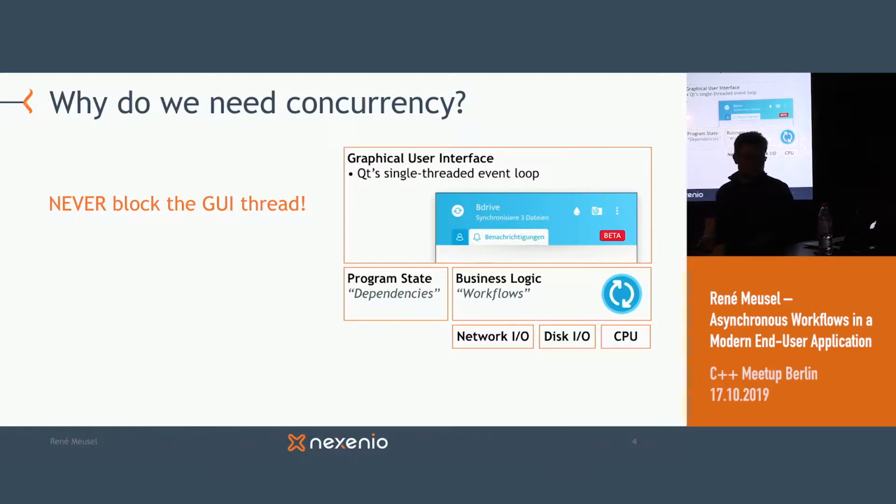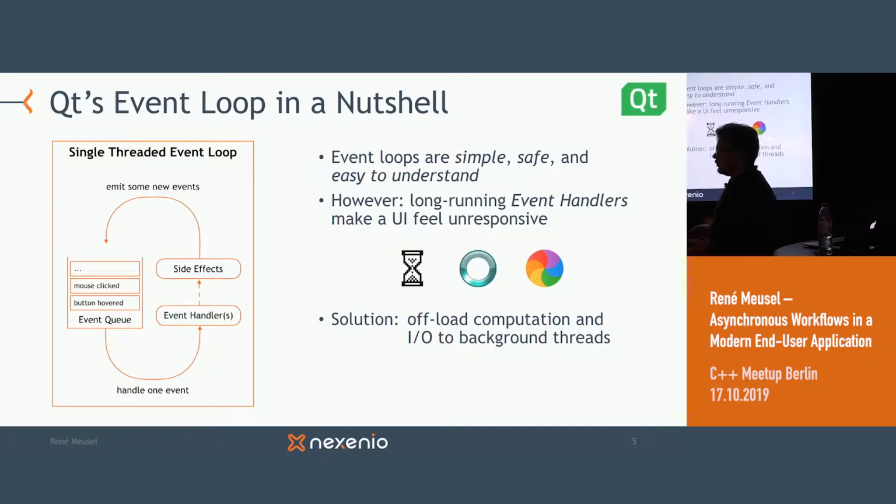It's not a new issue, of course. Pretty much every graphical user interface application will probably have the same problem. I want to show you how we solved it. So first of all, what is a GUI thread or event loop in Qt's sense?